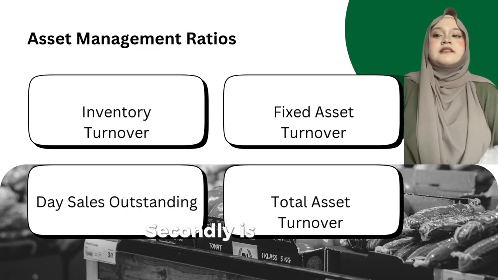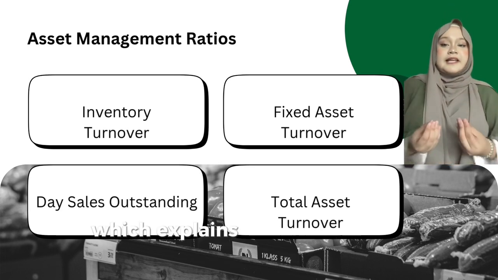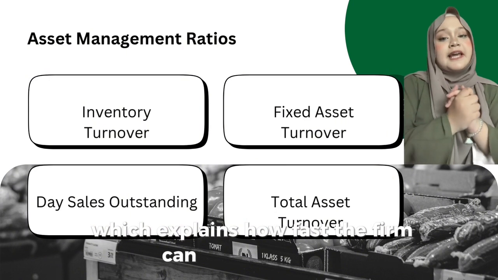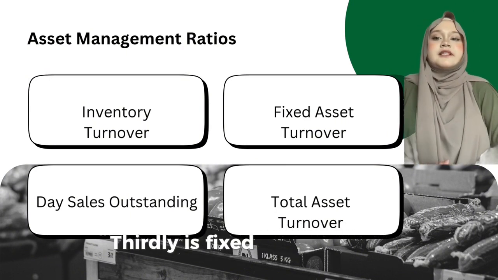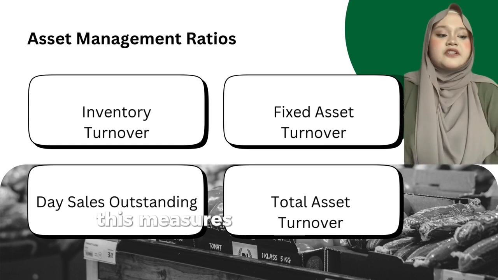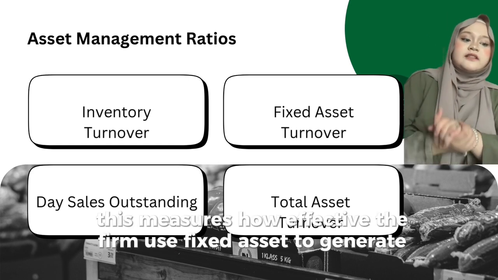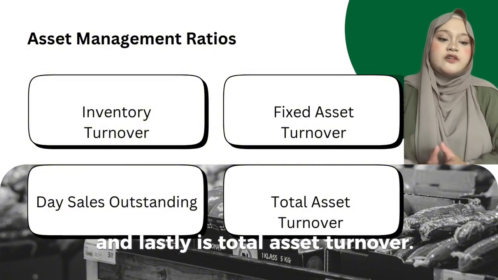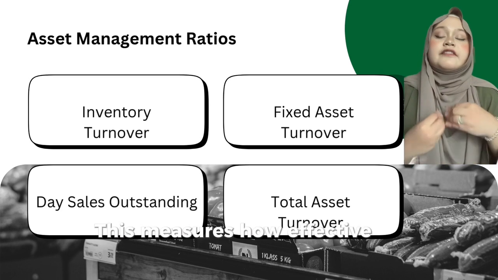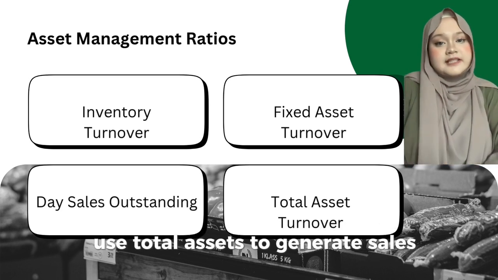Secondly is day sales outstanding, which explains how fast the firm can collect its debt. Thirdly is fixed asset turnover. This measures how effective the firm uses fixed asset to generate sales. And lastly is total asset turnover. This measures how effective the firm uses total assets to generate sales.